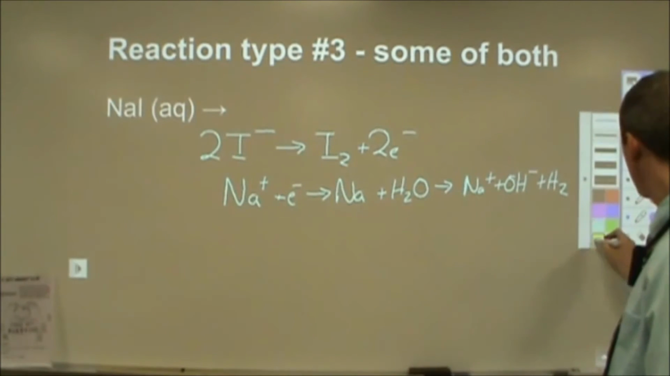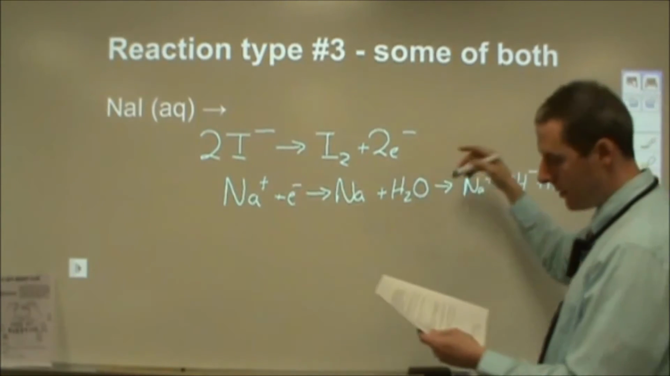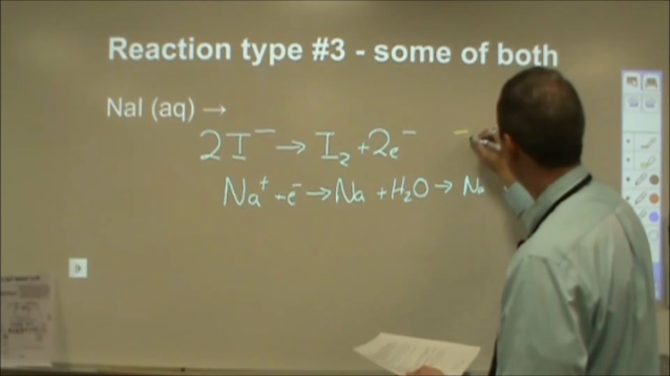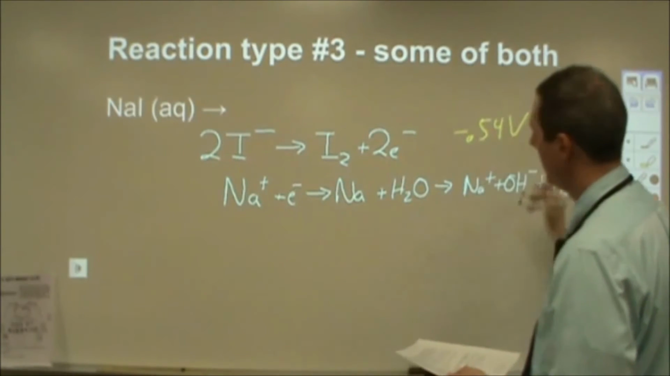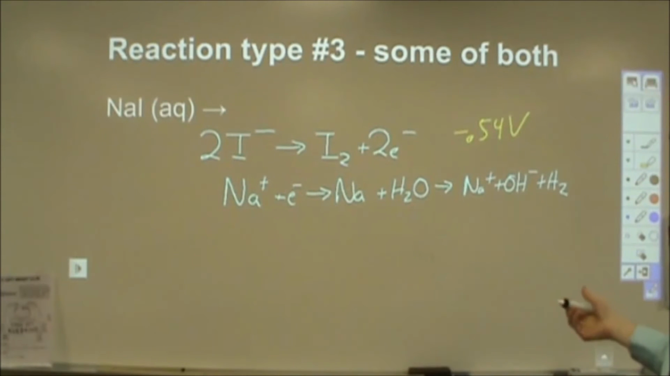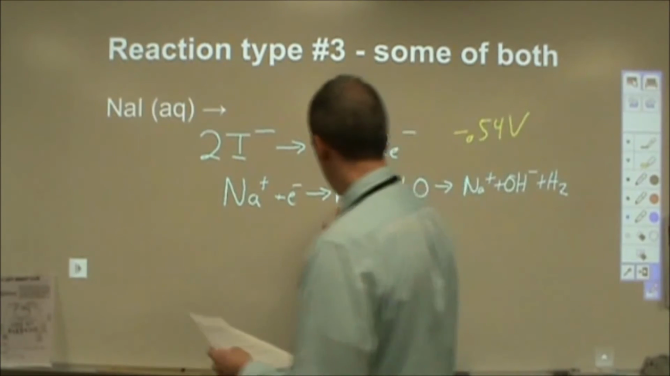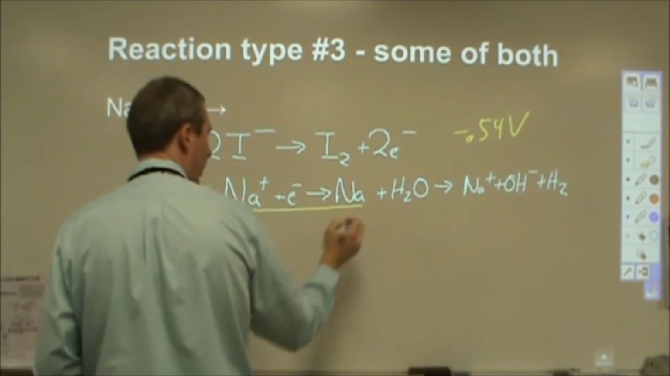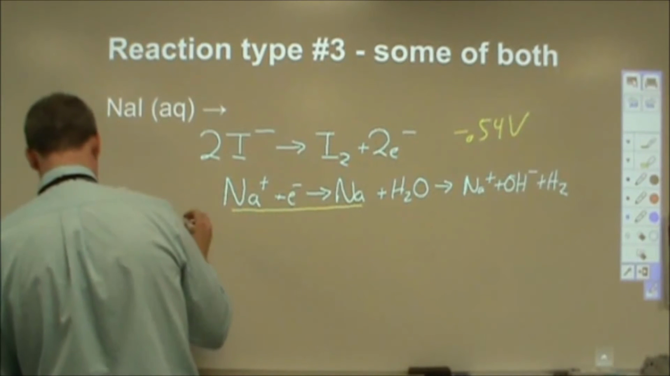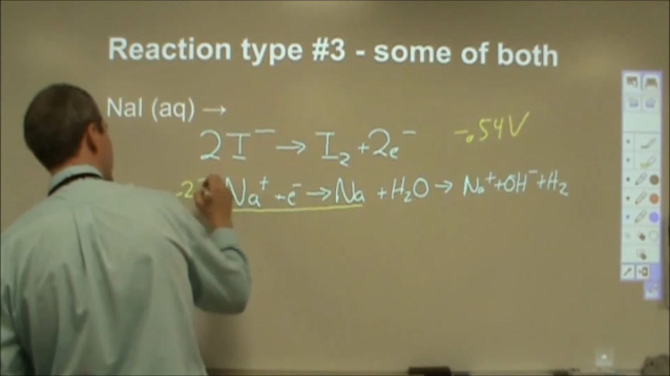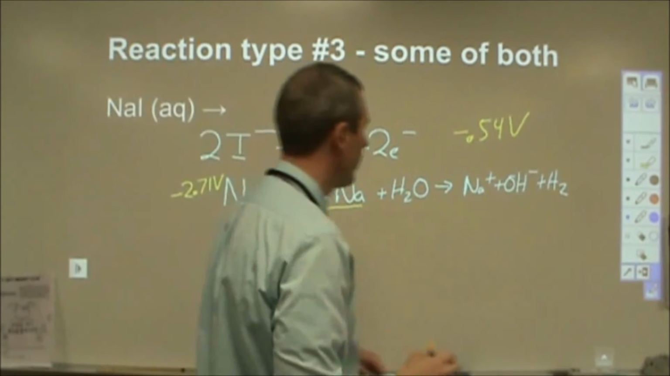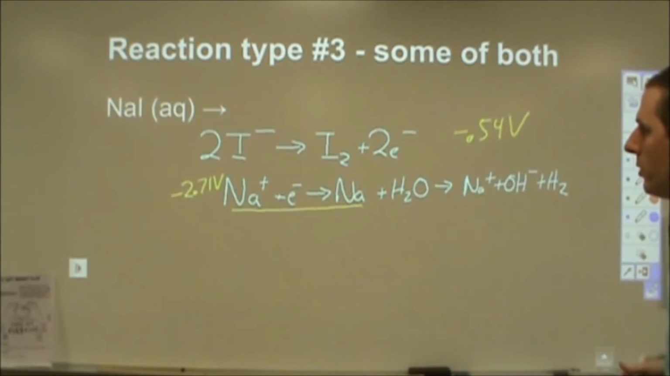Now for the voltages behind these, the iodide turning into iodine has a voltage of negative 0.54 volts, which is less negative than the water reaction where water is turned into oxygen gas. The sodium, if this reaction were to occur right here, negative 2.71 volts would be required. So in order for that to work, we need to apply 2.71 volts for that to happen.